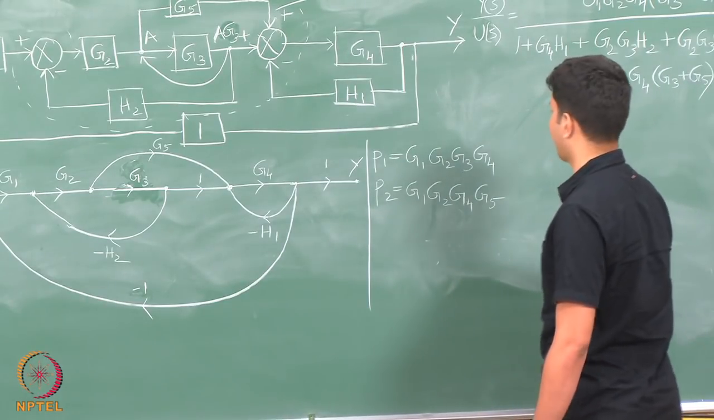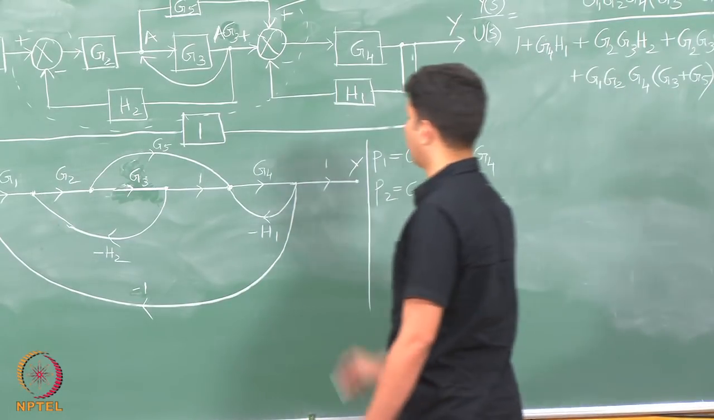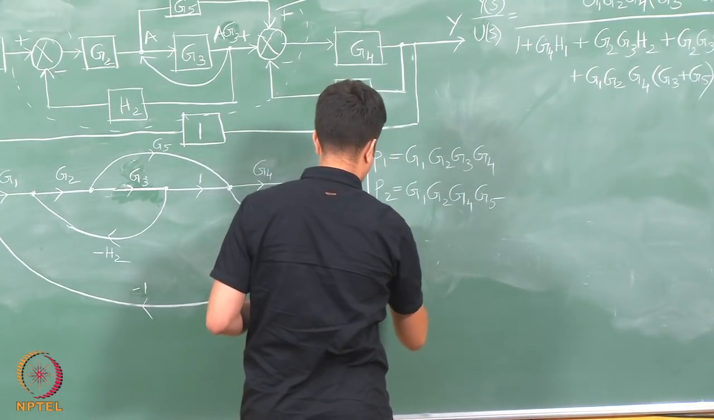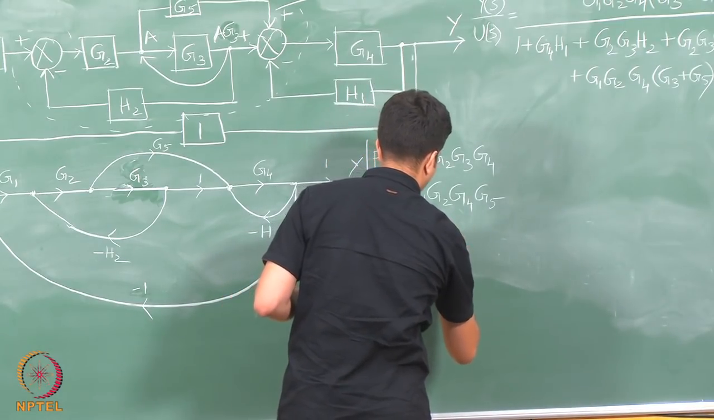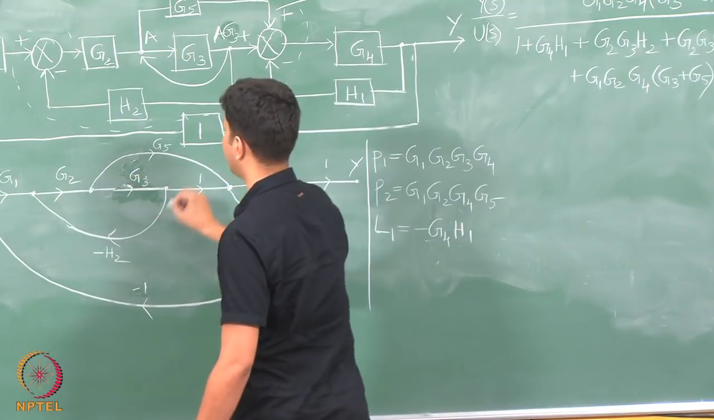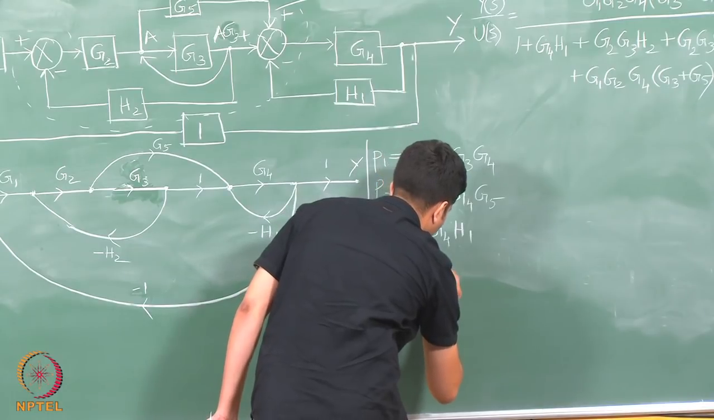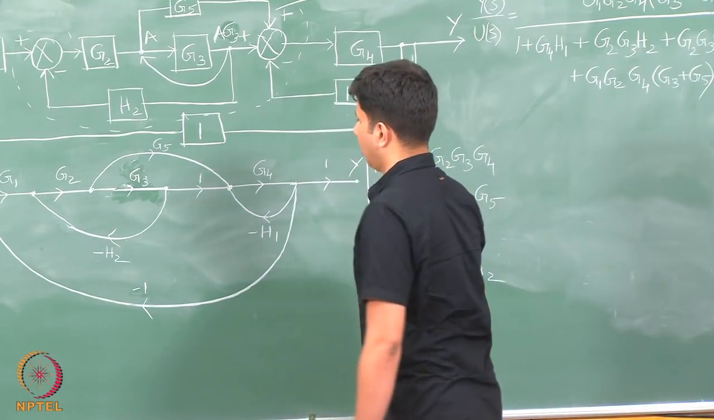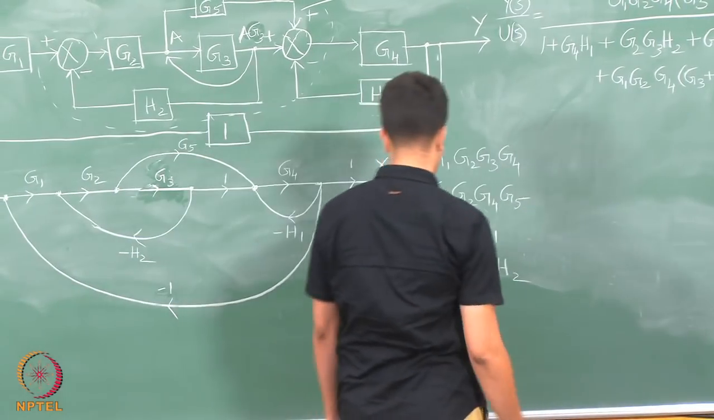And so there are no other forward paths. So this graph has only two forward paths. Now what about the loops? One loop is this. And another loop is G2, G3 minus H2. And another loop is G1, G2, G3, G4 with unity feedback.